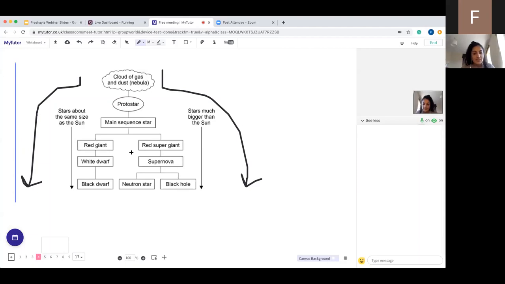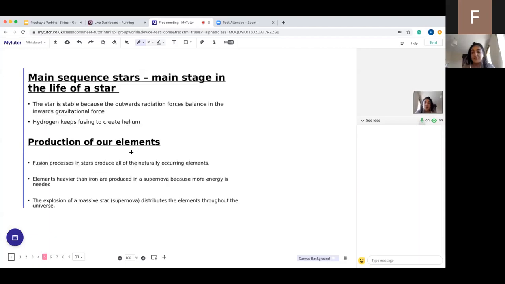So main sequence stars are these stars which are in the main stage of their life. They're stable, they're constantly giving out energy, they're constantly fusing hydrogen to create helium. The outwards heat radiation balances the inwards gravitational force, which means that they're stable. Because those forces balance each other, they are stable.